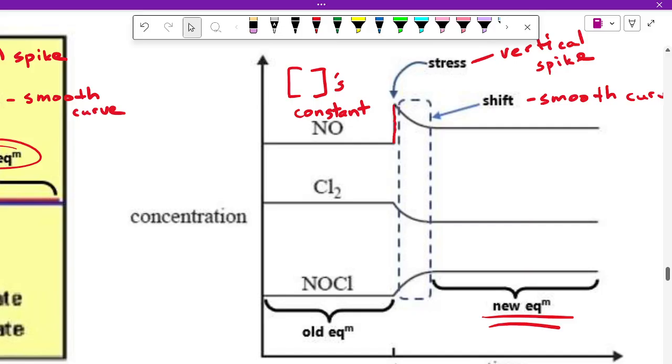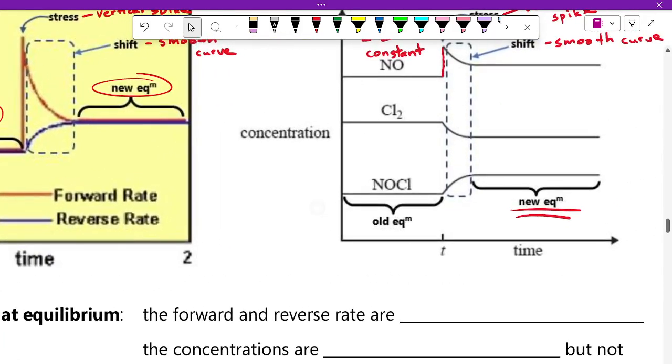Yes? When you put stress onto the system, are we only stressing the forward rate? No, it could be the reverse rate. You would add some product to the reaction vessel, or you could remove some product from the reaction vessel. When you change temperature, you're changing forward and reverse rates. Okay, so that would show up as a stress in the rate diagram, because both rates would change.